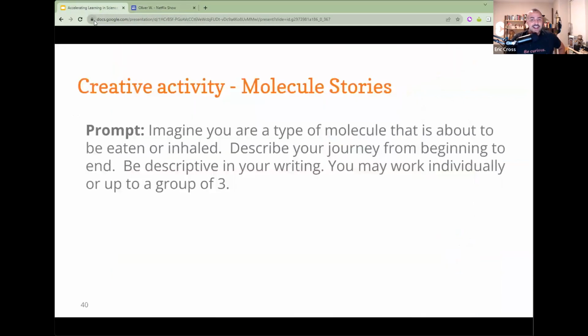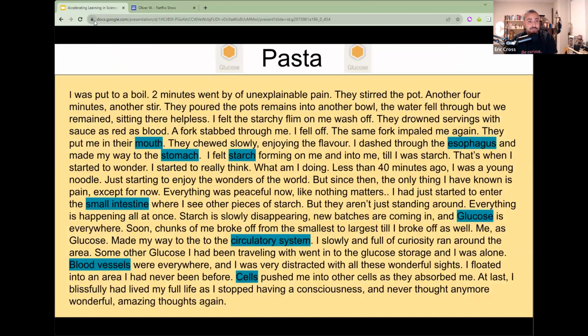And then last, creative activities, molecule stories. And this one, shout out to the Amplify Science Facebook community group for this template. I did not invent this. Some amazing teacher put it on there. Students write stories from the perspective of a molecule getting consumed. This one's about pasta. So the pasta was getting consumed and they personified the pasta to get eaten.